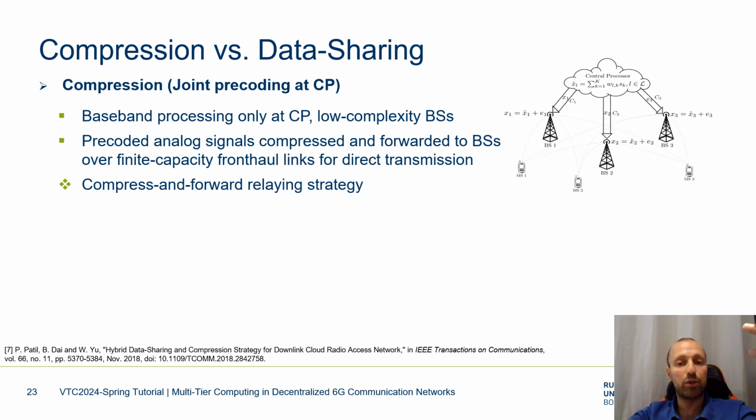So the baseband processing is only here at the central processing, and you keep the base stations to be very low complexity base stations. The pre-coded analog signals are compressed a priori at the cloud or at the central baseband unit. They're forwarded to the base station over finite capacity front haul links, and eventually the base station will simply be acting as a relay. So this particular strategy is usually called compress at the base station and forward through the front haul links to the base station. That we call the compression strategy.